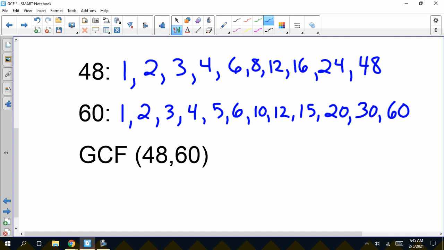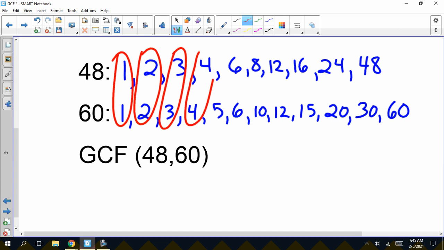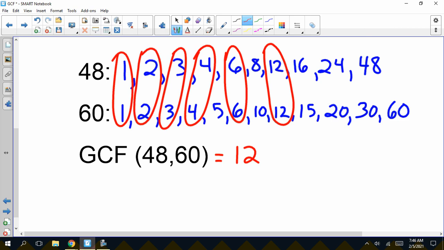Now we're going to circle the numbers that they have in common. They have 1 in common. They have 2 in common. They have 3, 4, 6, and 12. So they have a lot of factors in common. But the greatest common factor, the GCF that we're looking for, is 12.